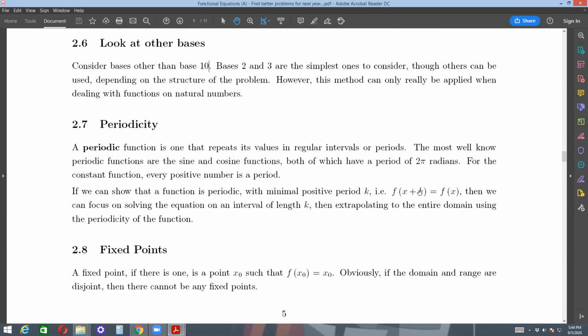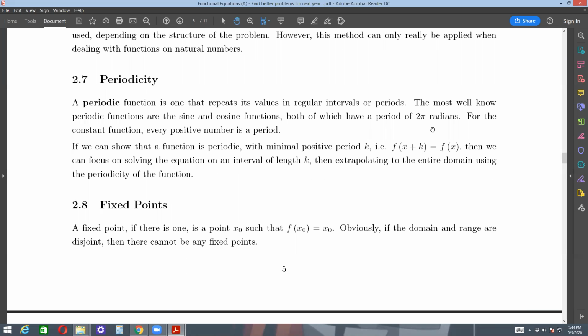Periodicity can also help. The reason being, if you can show that something is periodic over a certain interval, then you just need to consider that interval. For example, sine and cosine are periodic functions, and the period is 2 pi. So by just considering those functions over a period of 2 pi, you can derive all the information you need to know about those functions, rather than looking at the entire real line.